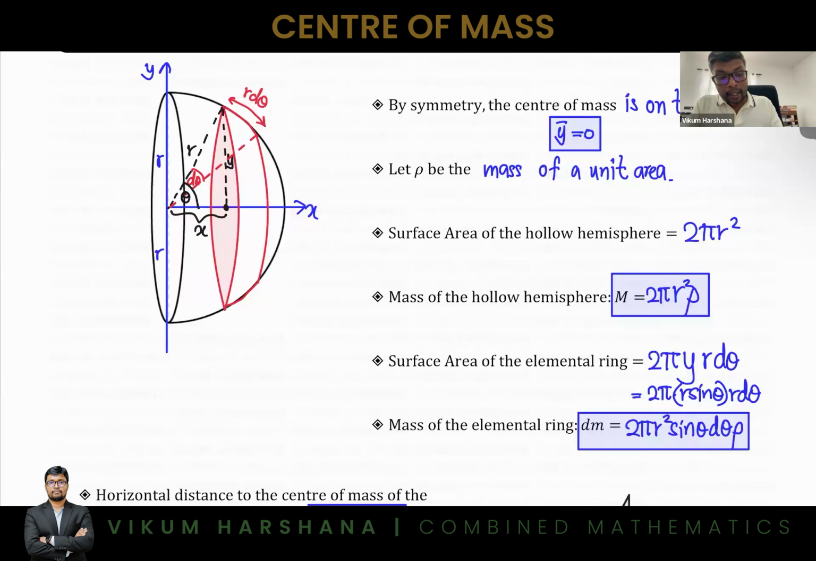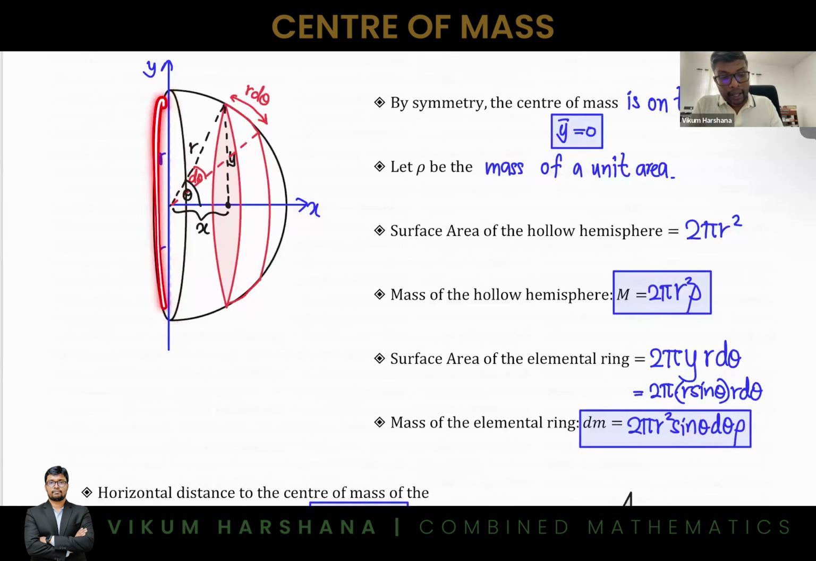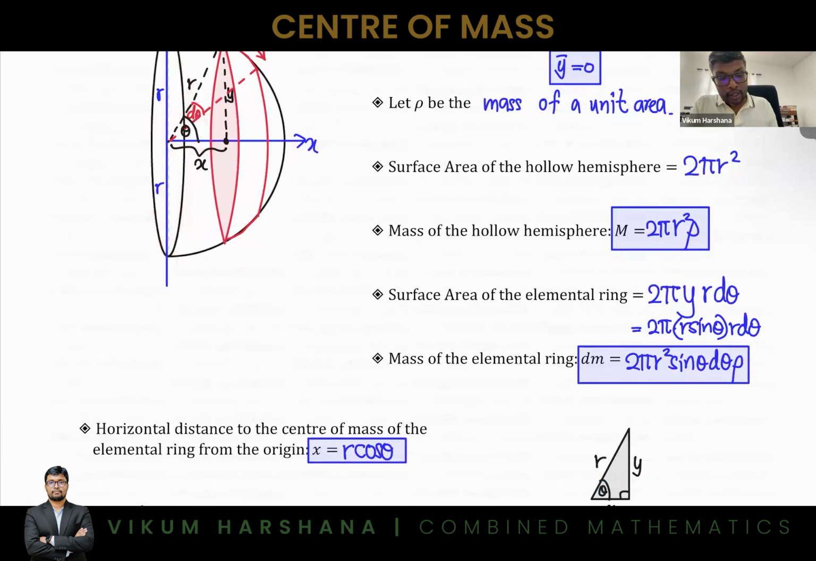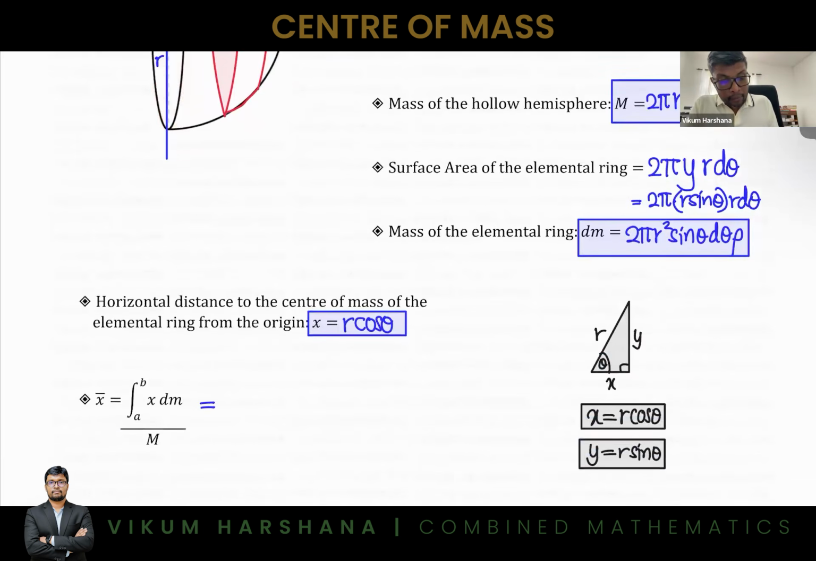Now let's check the limit of theta. Theta is already depending on the rings, right? The largest ring will get the theta as 90, and the smallest ring will get the theta as 0, right? So the boundary of theta will be 0 to pi over 2. Now x is r cos theta.